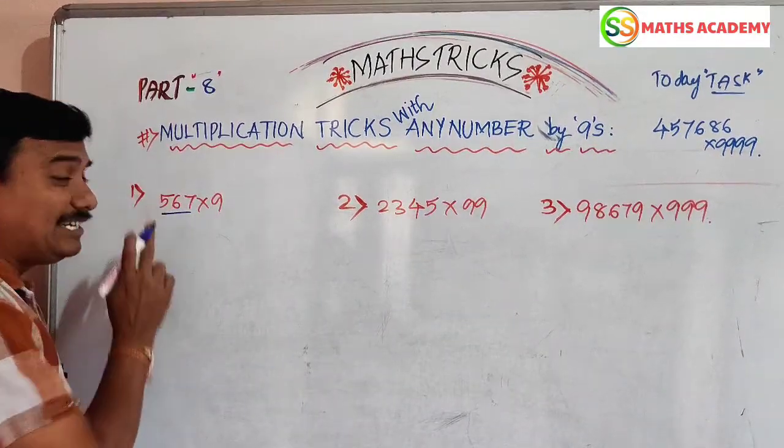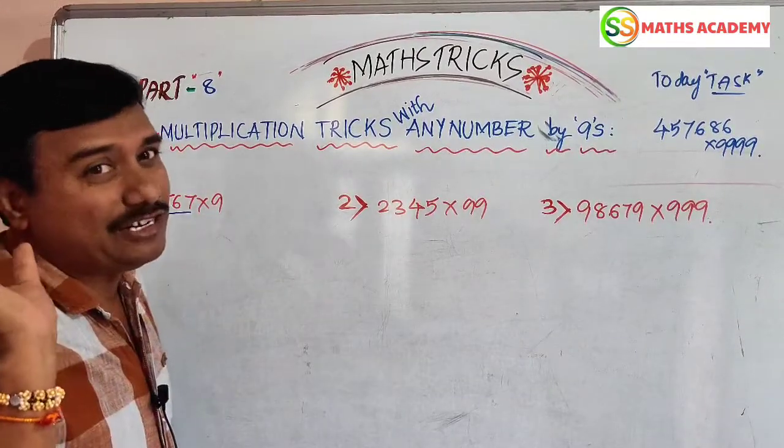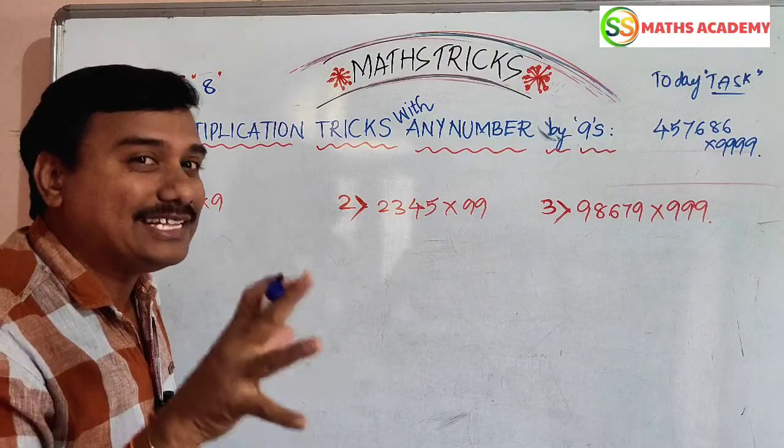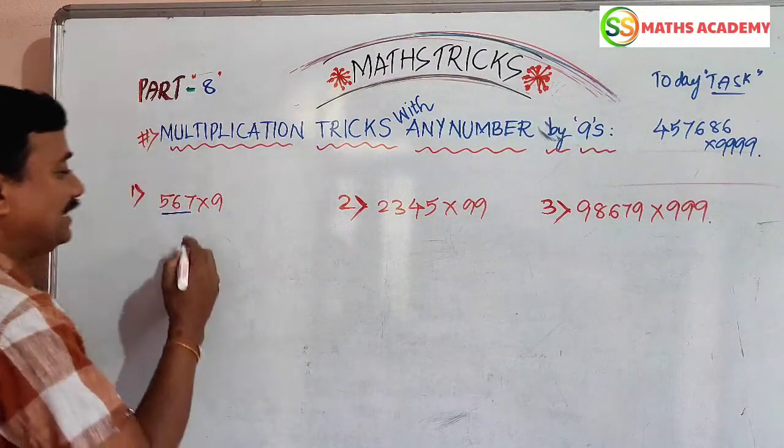If you multiply using the 9 table, 100% it will take more than 1 or 2 minutes. There is no doubt at all. But using this technique, you will see the magic.